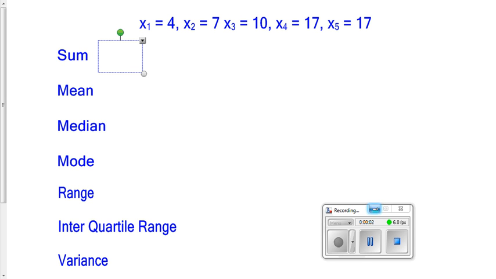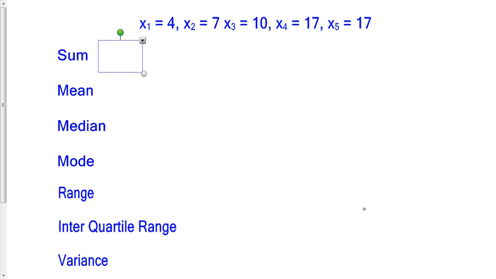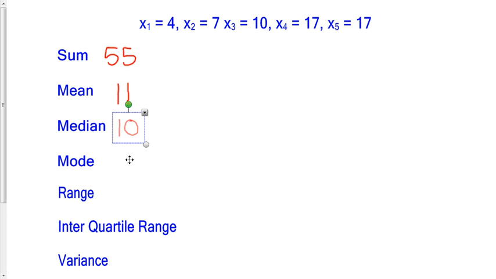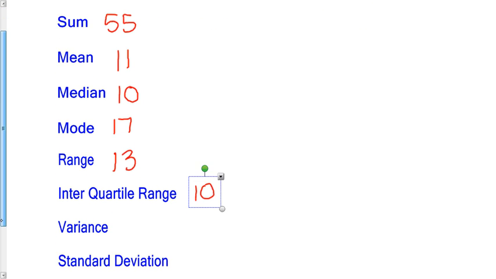In section 3.6, it talks about scale changes of data. And so here we have this data again that we used back in section 3.3. And just to review, the sum of all the values is 55. The mean is 11. The median is 10. The mode is 17. The range is 13. The interquartile range is 10.